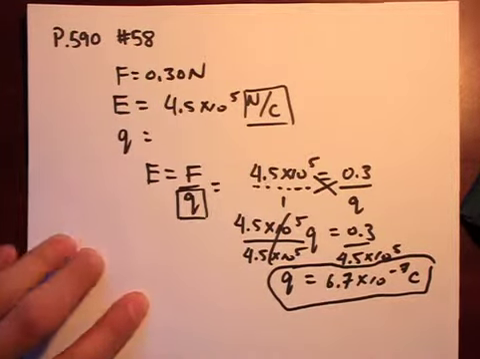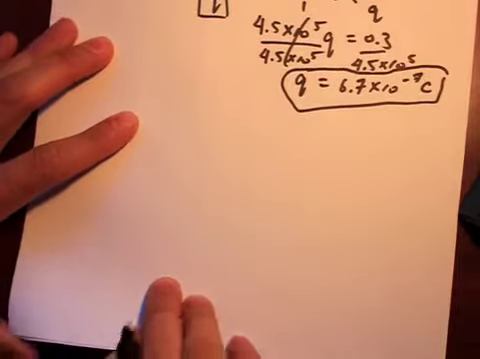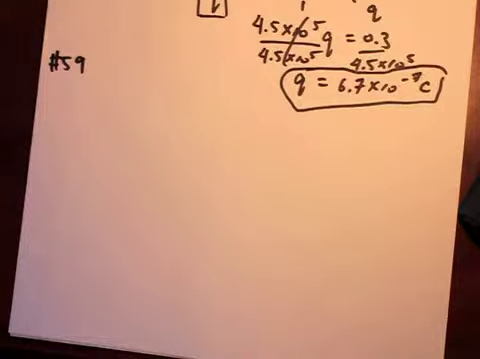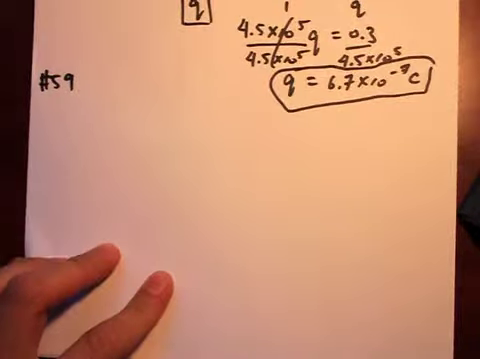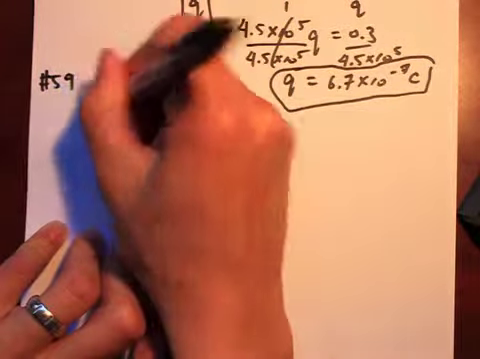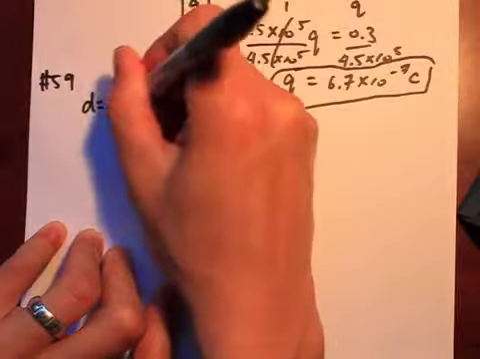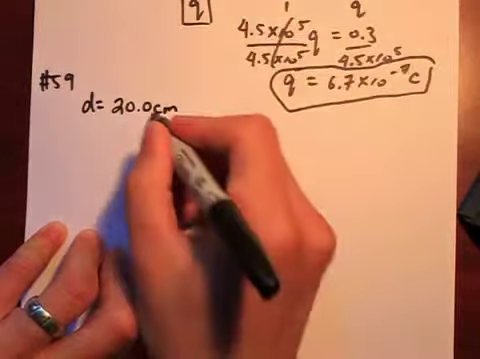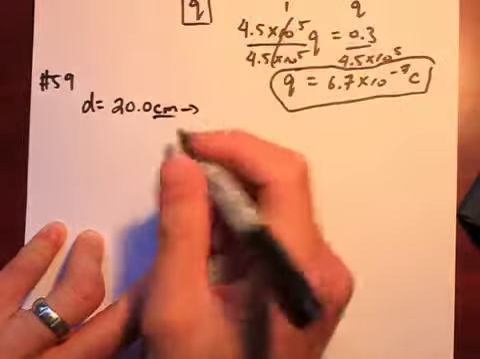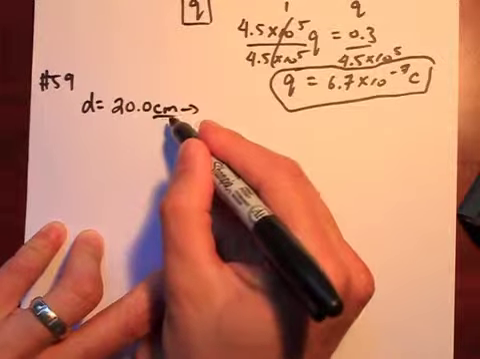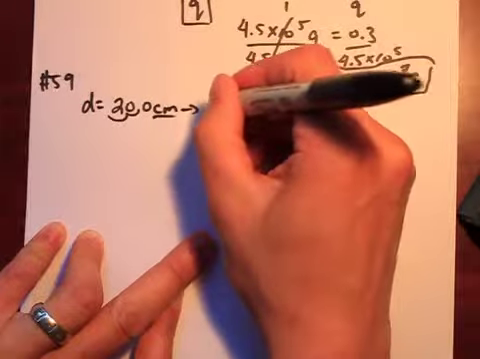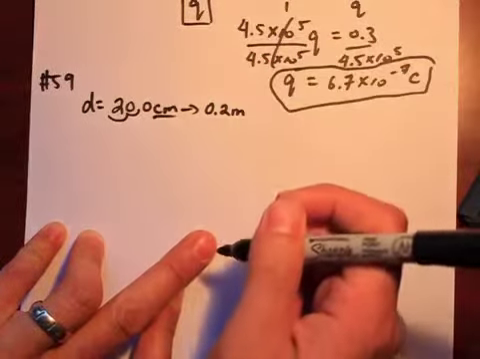So if you want to move on to 59, 59 is asking you what is the electric field. Let me align this. Electric field strength 20 centimeters. So we know that the D or the R in our equation is 20.0 centimeters, and this centimeter should immediately tell you that you need to change that into meters. So I just do it automatically. 100 centimeters is 1 meter. So basically you just have to move the decimal 2 times to the left to get 0.2 meters.